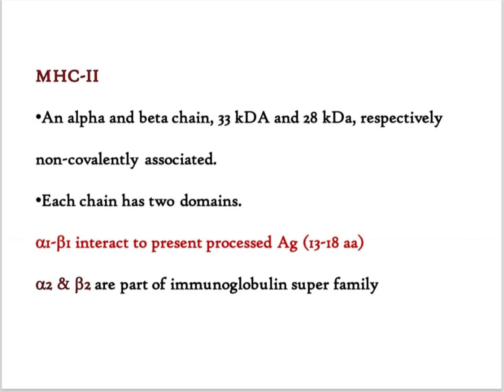MHC II has an alpha and a beta chain, 33 kilodaltons and 28 kilodaltons, respectively, non-covalently associated. Each chain has two domains. Alpha 1 and beta 1 interact to present processed antigen of 13 to 18 amino acids. Alpha 2 and beta 2 are part of the immunoglobulin superfamily.